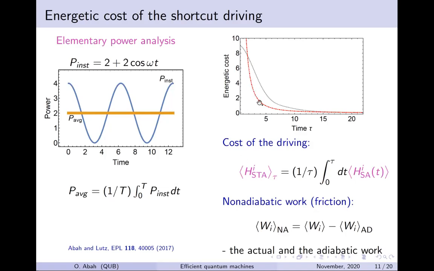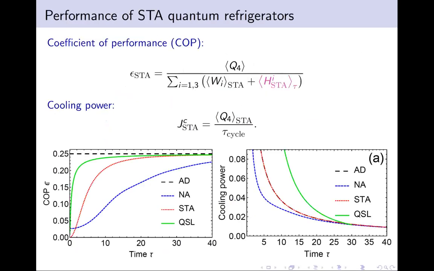But there is actually a good range of time where you see that it's quite lower than the work friction. So if we now come back to the analysis of our refrigerators, and then we put the cost in the definition of the performance, we can then compute the cooling power in this form. The dotted black line is the adiabatic situation, the red is the shortcut protocol, and the blue one is the non-adiabatic situation.